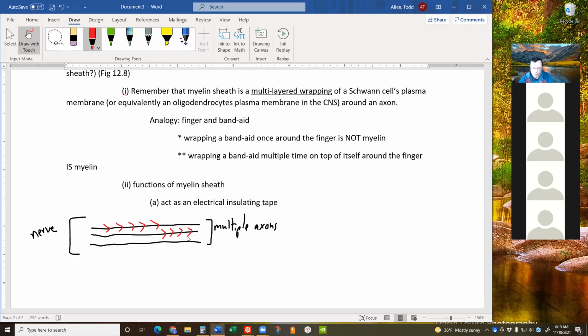Okay, so the presence of myelin sheath, if I take an axon and I start wrapping it in myelin, then that prevents the jumping of the electrical signal to a neighboring axon. It prevents that because of the insulation properties of the plasma membrane of the Schwann cell wrapped around the axon.